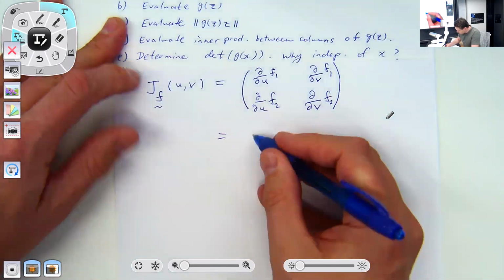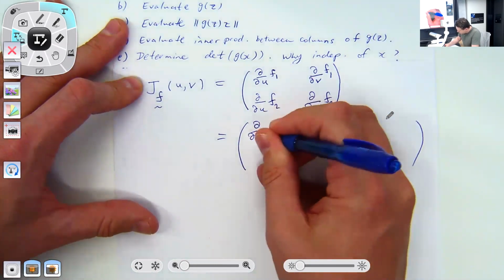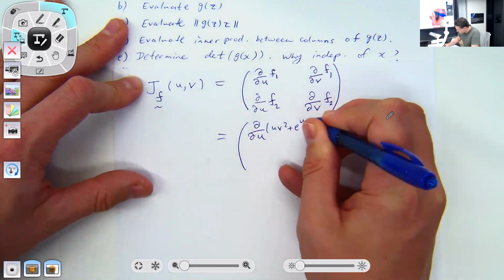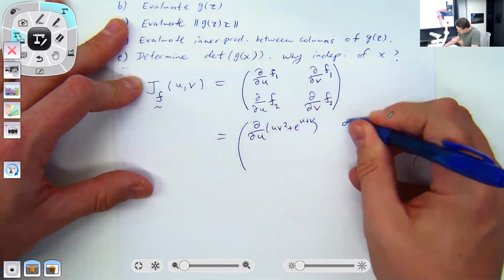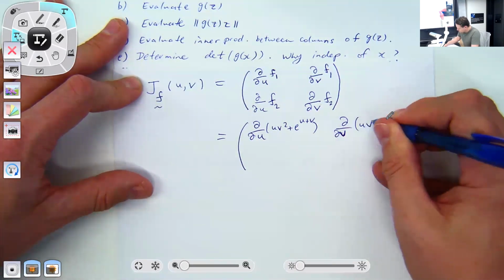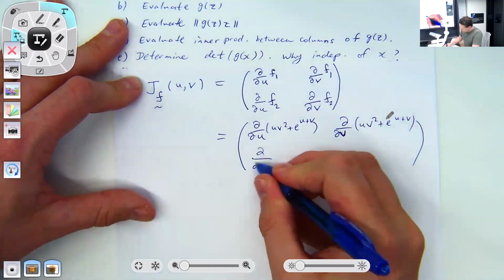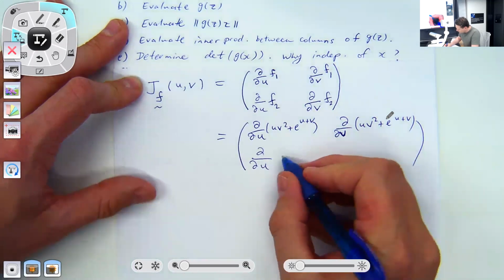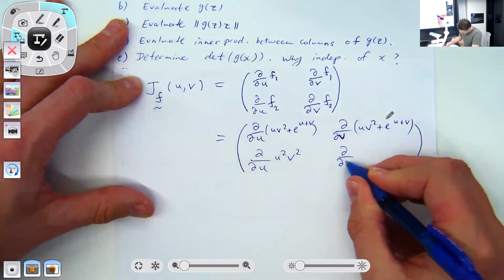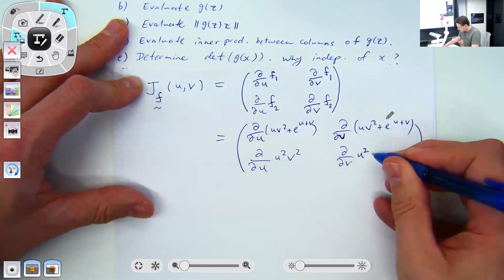Good, so let's simplify this. To do so, I'll just write out those functions to make it easier to actually calculate. So F1 is u squared v squared plus e to the u plus v. And then I'll write that again. Then we have partial derivative with respect to u of u squared v squared, and then with respect to v, u squared v squared.